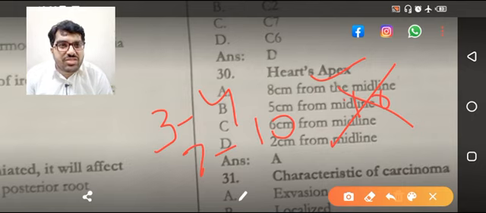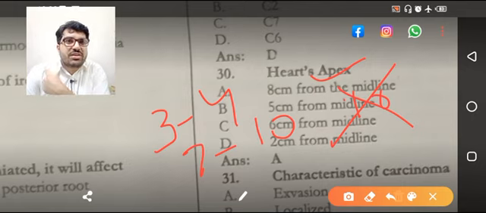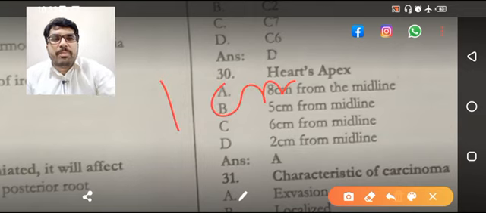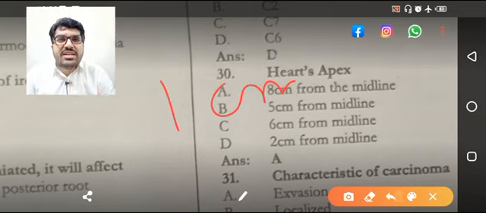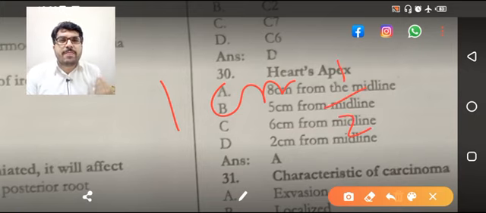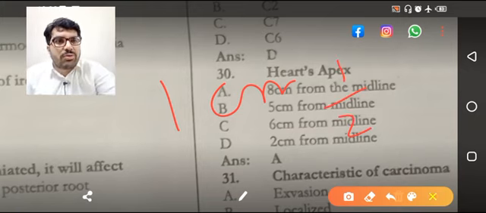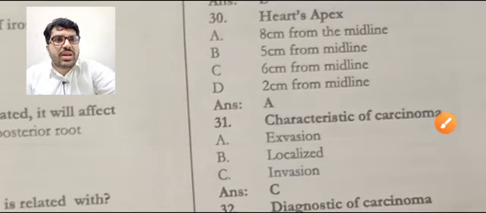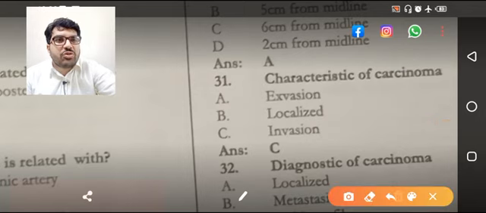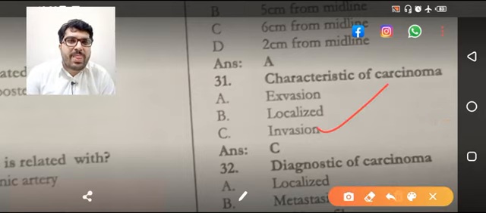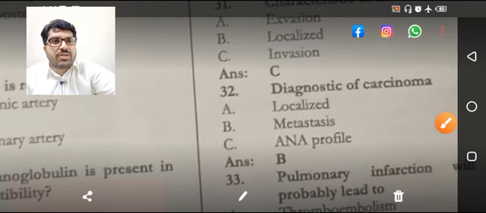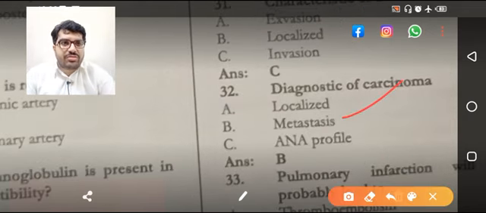Similarly, in inches, that is 3 to 4 inches. Now if they have mentioned the midclavicular line, the answer is 1 centimeter medial to the midclavicular line, or in inches, half inch medial to the midclavicular line. So the answer over here is 8 centimeter from the midline. Coming next, characteristic of carcinoma is invasion. Diagnostic of carcinoma is metastasis.